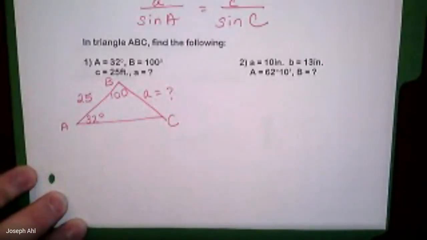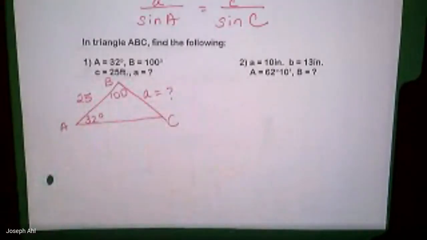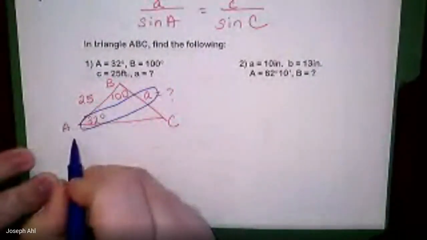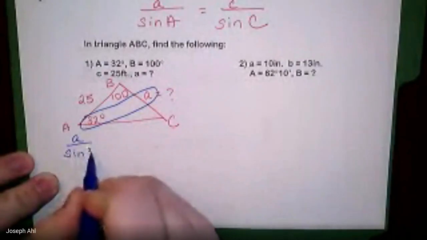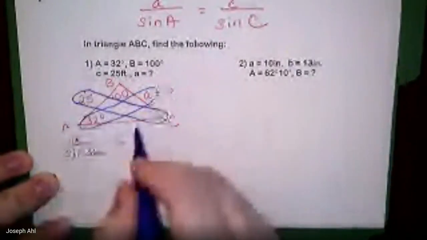So based on that setup, what I would do is I would say, well, A over the sine of angle A, and by the way, don't think I didn't take home my fancy markers from class. Got those with me ready to go. Okay, so we've got A over sine of angle A here, so that would be A over sine of 32 would equal C over sine of angle C.